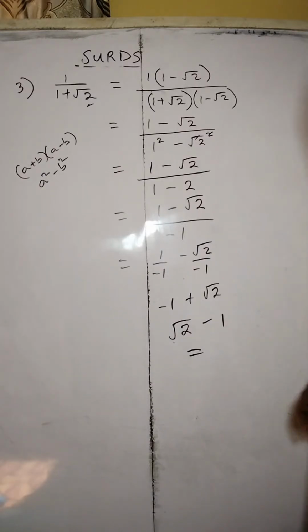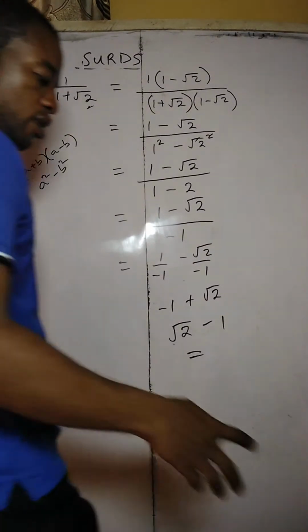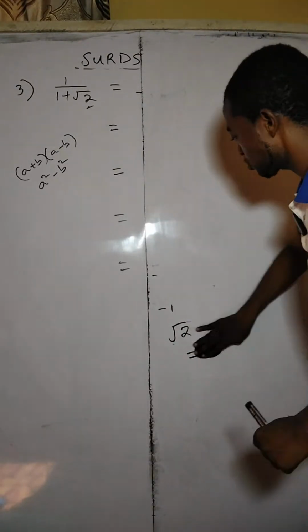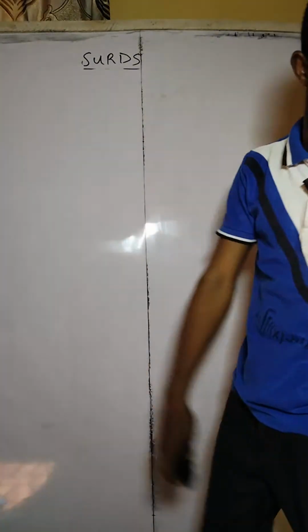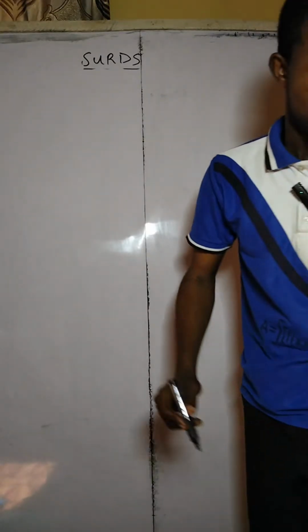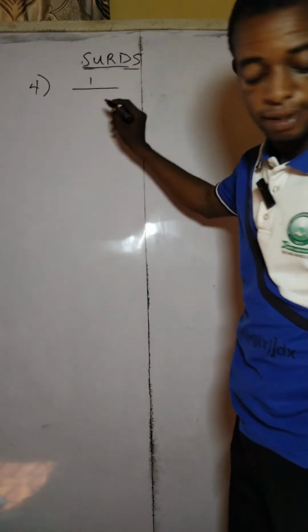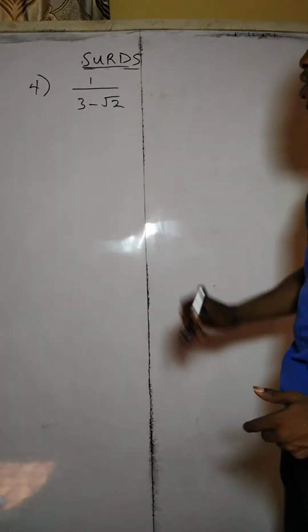Now, let's look at another one, which is number 4. Yes, let's look at number 4 from here. We are to also simplify 1 divided by 3 minus root 2.